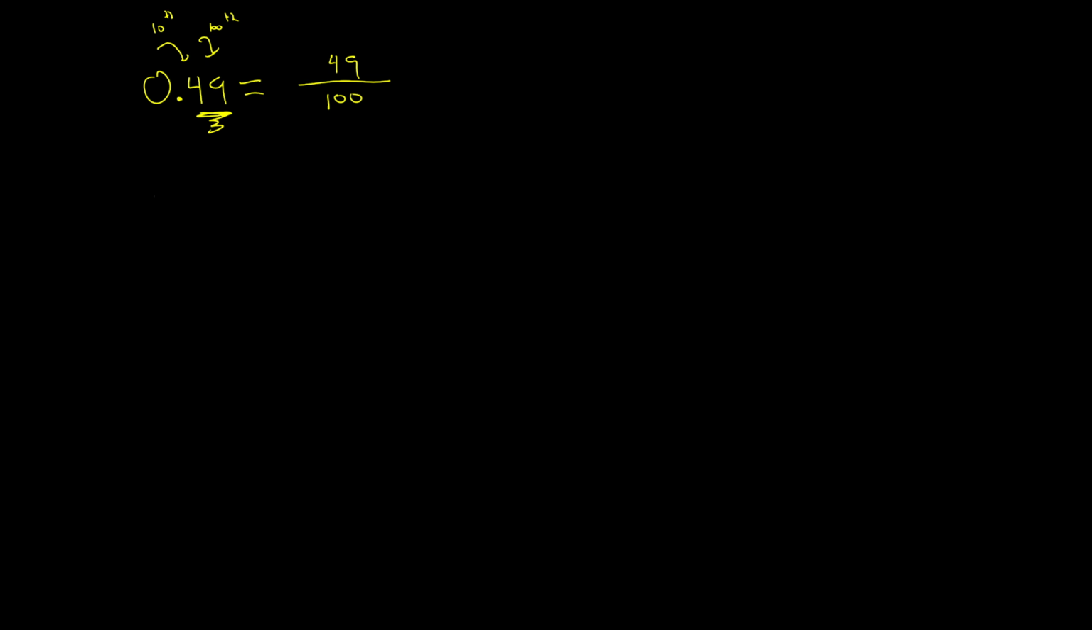I could look at 0.048. So that's the tenths place. That's the hundredths place. That's the thousandths place. So I have 1,000 in the denominator and 48 in the numerator. But both of these numbers are divisible by 8. I have 6 over 125. They're both factorable by 8.